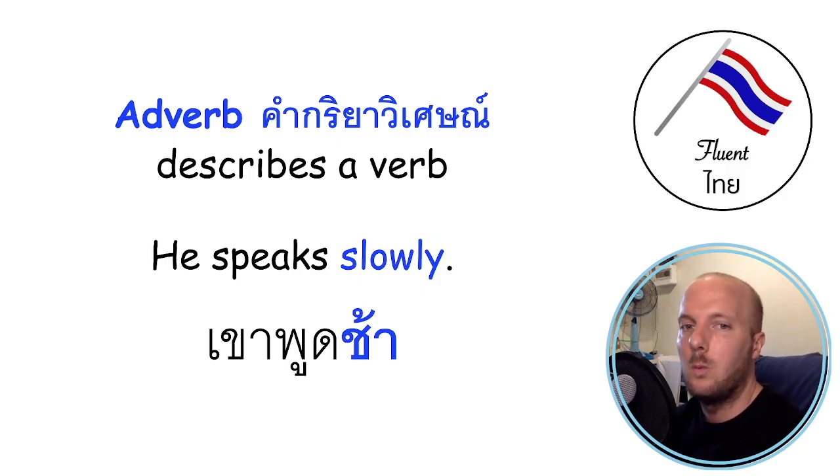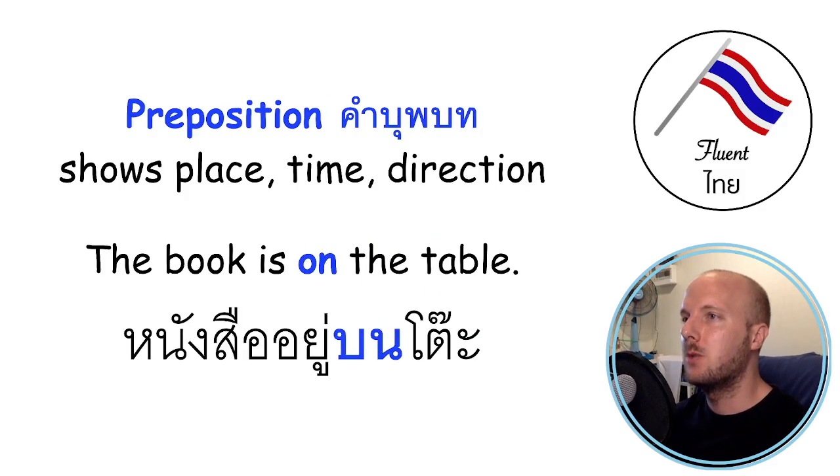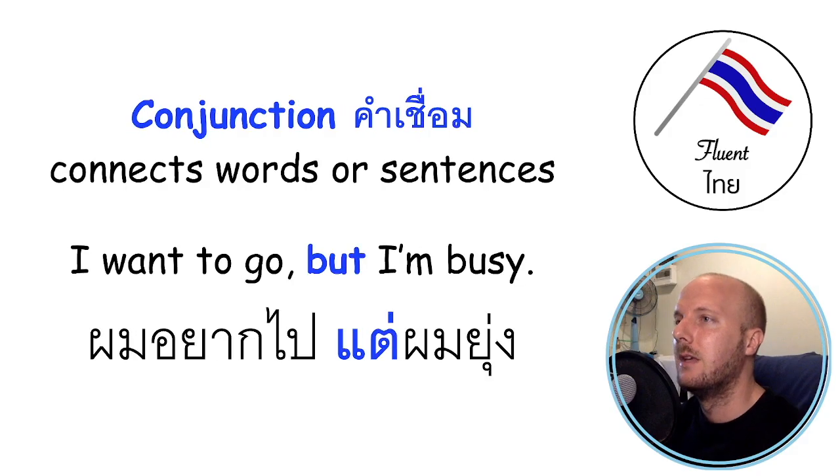Adverb คำกริยาวิเศษ, or you could say คำช่วยกริยา, it helps the verb, so it describes a verb. So in what way we are doing the action, in what manner. He speaks slowly. เขาพูดช้า. Okay, next one, preposition คำบุพบท in Thai shows place, time, or direction. I'm just going to use place. So for example, the book is on the table. หนังสืออยู่บนโต๊ะ. For time, you could say things like before, after. Direction would be like forwards, backwards, up, down.